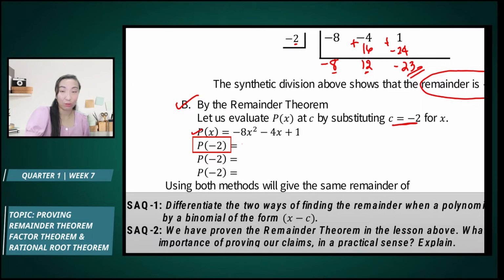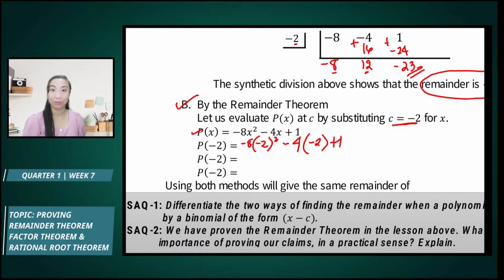Once may -2 na dyan, papalitan natin or substitute all the values of X to -2. So, we have -8 times -2 squared minus 4 times -2 plus 1. Okay, after that, we can now evaluate. So, let's do it one by one.